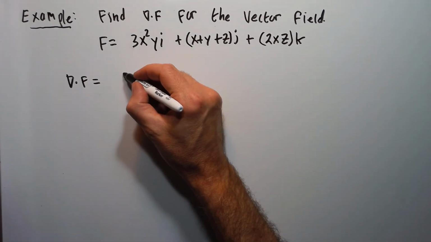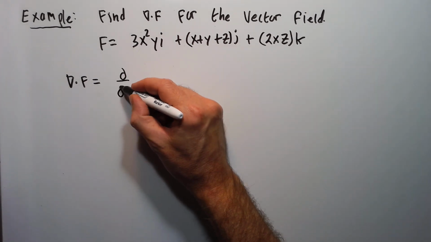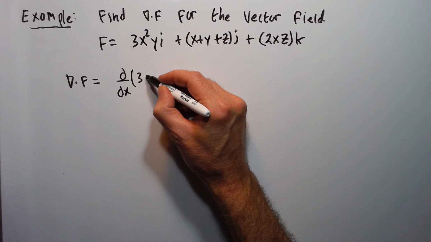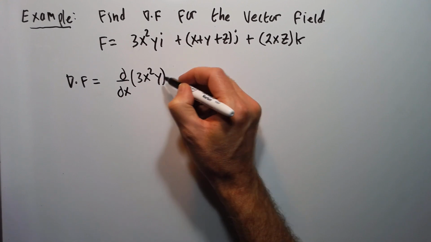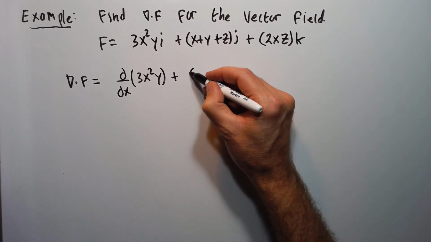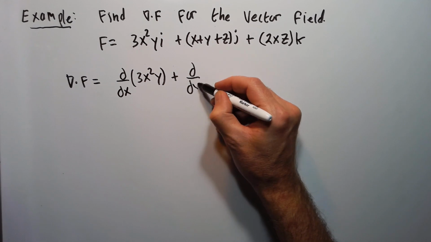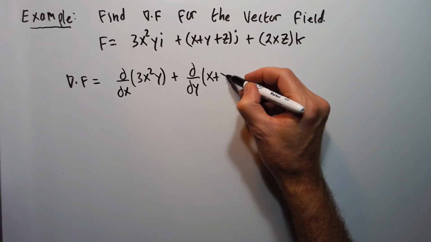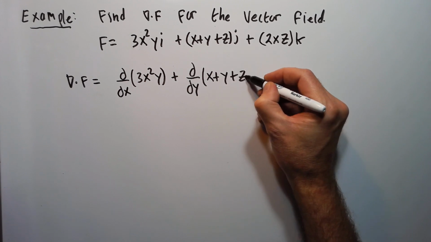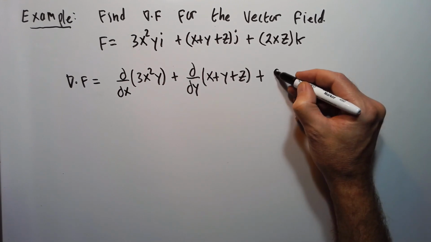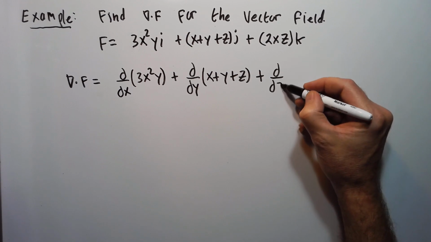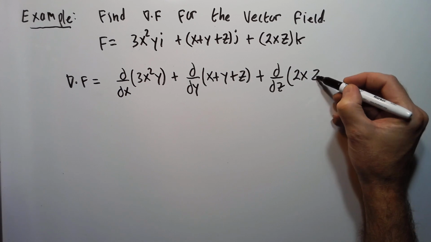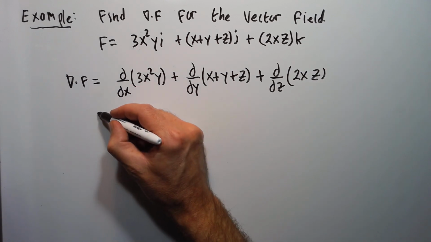Okay, so the partial x operator will be acting on the i component here, so it's going to be 3x squared y. The partial y operator is going to be acting on the j component of the vector function, and the partial z operator acting on the k component, so it'll be xz. Okay, so keep going with this.